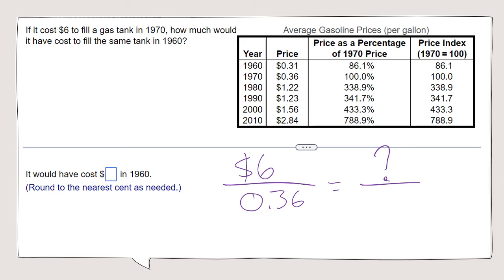Well, in order to do that on a set of proportion, I need to recognize that gas was even cheaper back then. It was 0.31. I just got that right there. And then I can cross multiply and divide. I can actually just solve this proportion just like that. And so I should get a number. I'm going to try it. I'm going to do the 0.31 times 6. And then I'm going to divide that by 0.36.